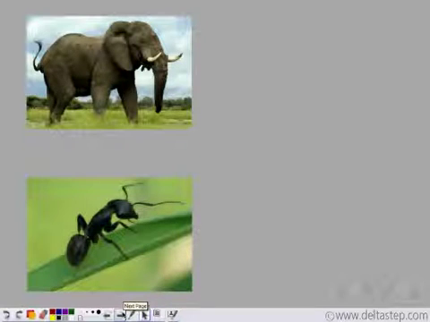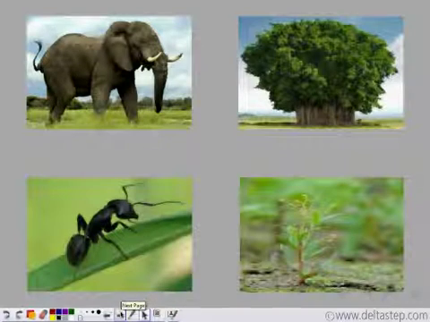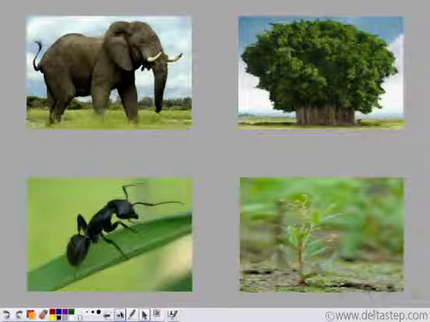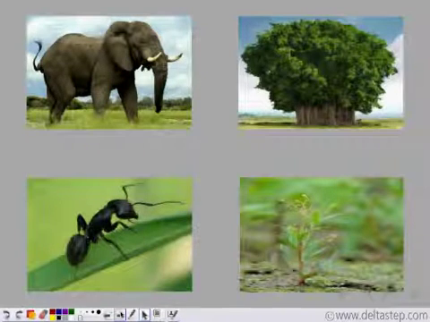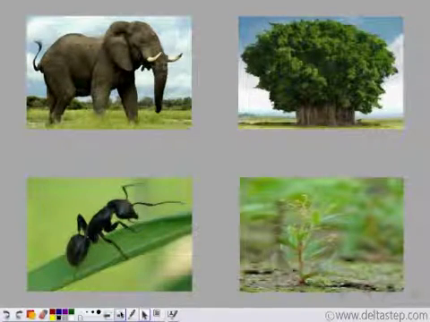Now, see, this is a mighty elephant and this is a tiny ant. This is a huge banyan tree and this is a small sapling. Elephant and ant will have animal cells in their body, and banyan tree and this small sapling will have plant cells in their body. Now tell me, which ones do you think will have more number of animal cells or plant cells?